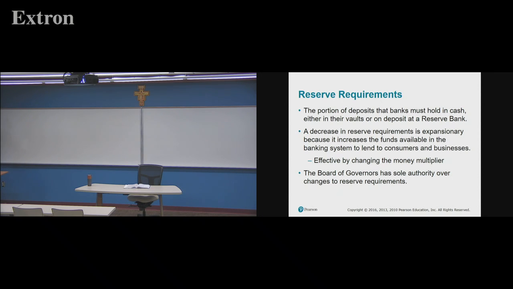The Board of Governors of the Federal Reserve has the sole authority over changes to reserve requirements. So when they're meeting, they can decide to lower it or raise it as they see fit to try to influence the money supply.